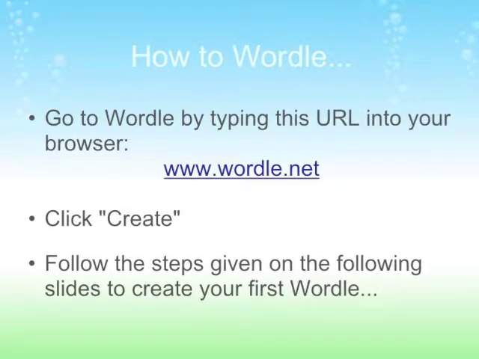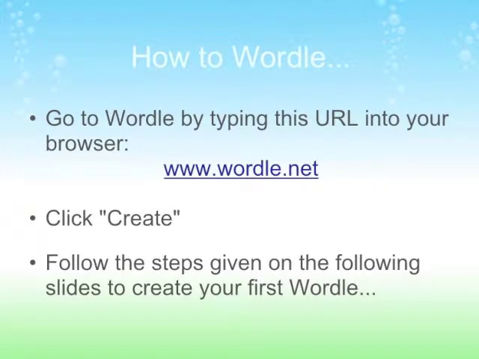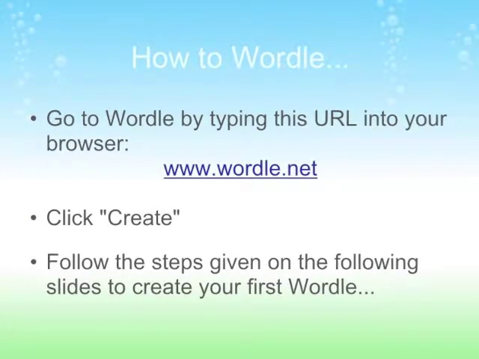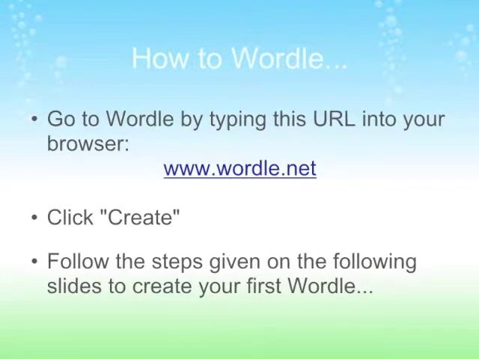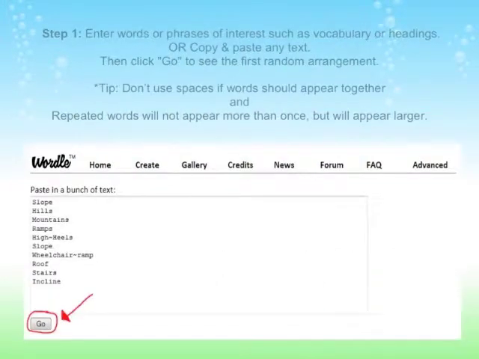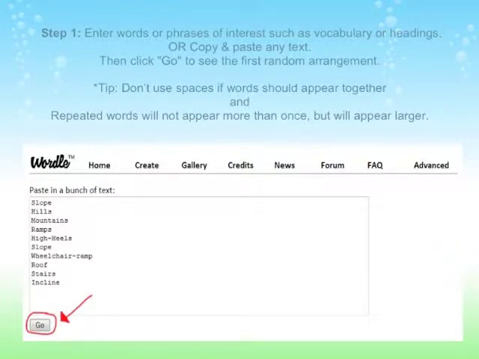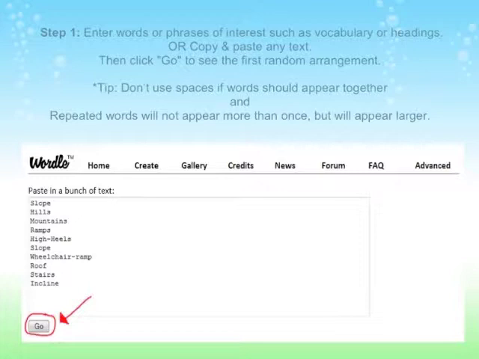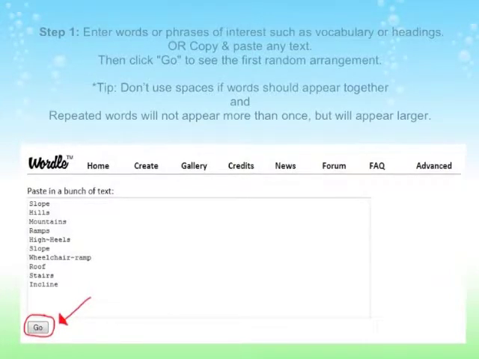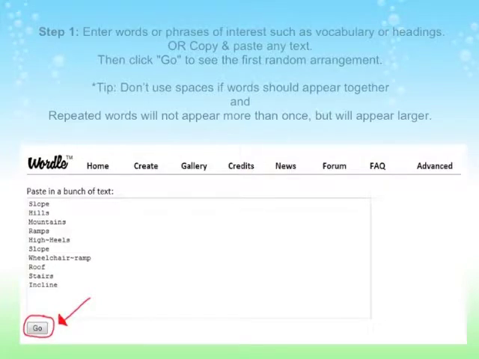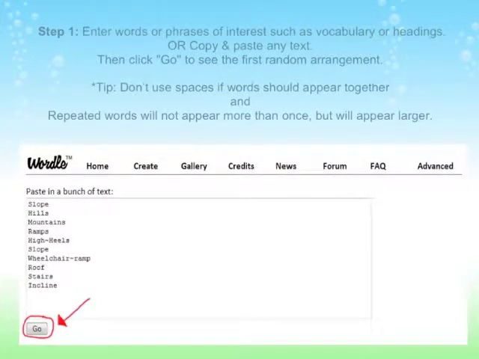First, go to the website www.wordle.net and then click Create. This screen is where you can add text manually, a blog URL, RSS feed, or a delicious username to see their tags. Manual text ideas include vocabulary words, headings, or you can even copy and paste in any amount of text. There are also a couple of things to note.